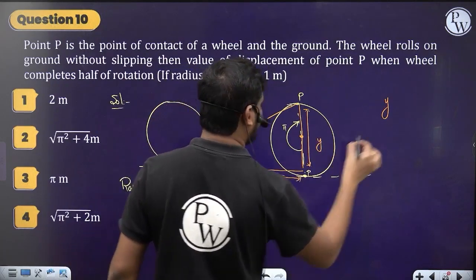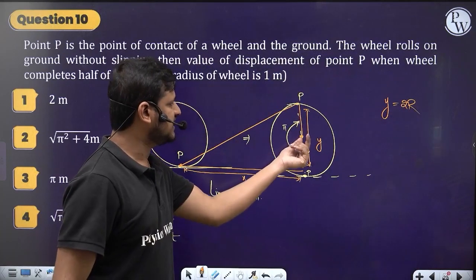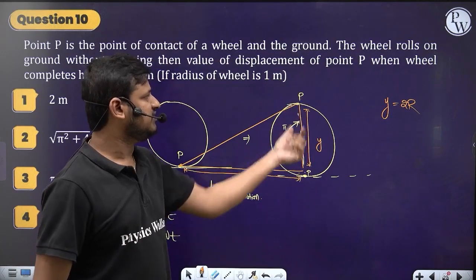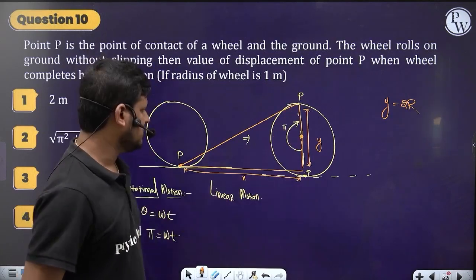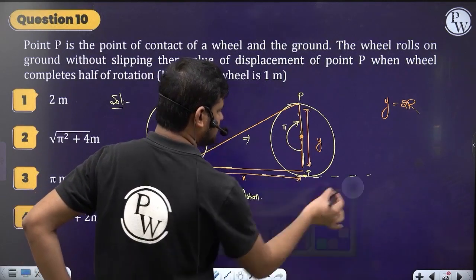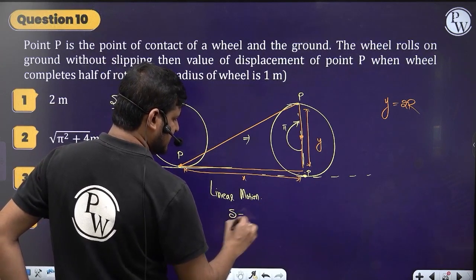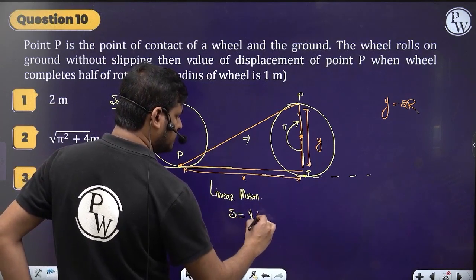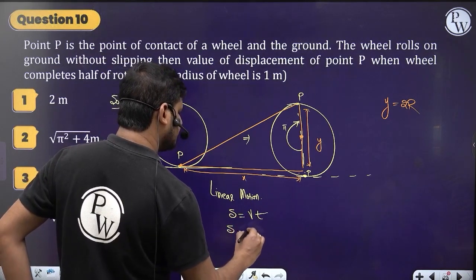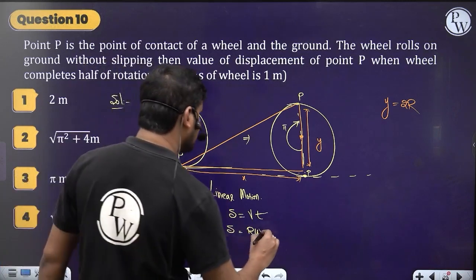So y we already know, which is 2r, because this is the radius r. After half rotation, the total y displacement will be 2r. So we need this x. For that, I am considering the linear motion. Here the displacement in the x direction is equal to v into t, that is s. So from here, s is equal to, in place of v, I am writing r omega, r omega into t.